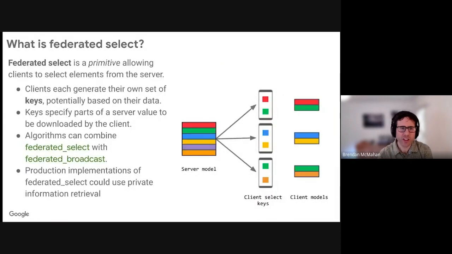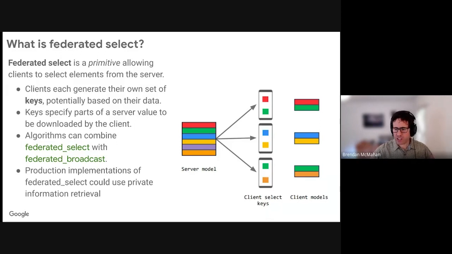So what is this? It's a really basic idea, right? I don't want to oversell it, but I also think it's fairly useful to call this out as a precise primitive in federated computations. The basic idea is that clients can each generate their own set of keys, so think integer keys, based on processing their local data. Then those keys specify what parts of the server value, the server model, they want to be downloaded.